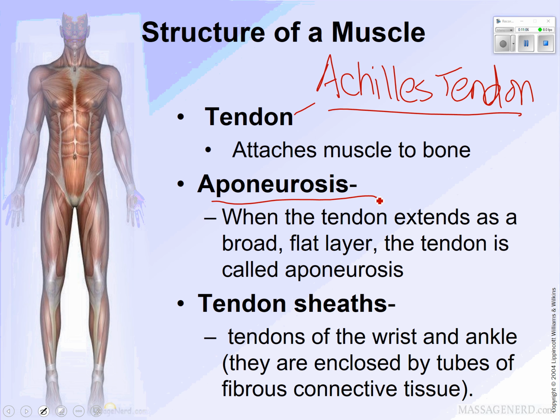Aponeurosis is when the tendon extends as a broad, flat layer. The tendon will be called an aponeurosis. One example of an aponeurosis is the one on top of the skull, and it is between the frontalis and the occipitalis.